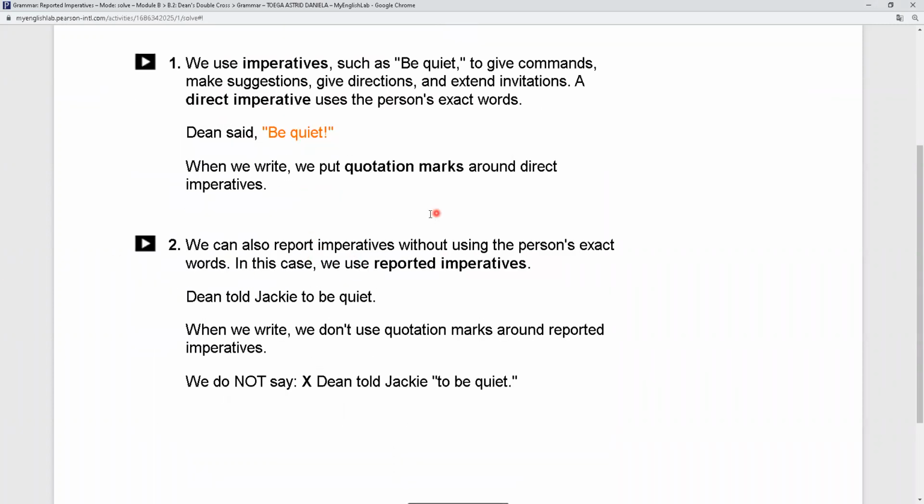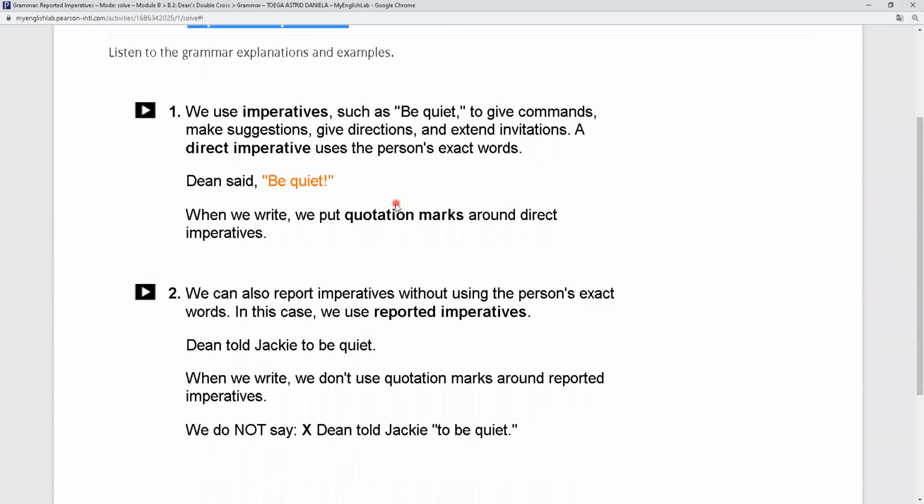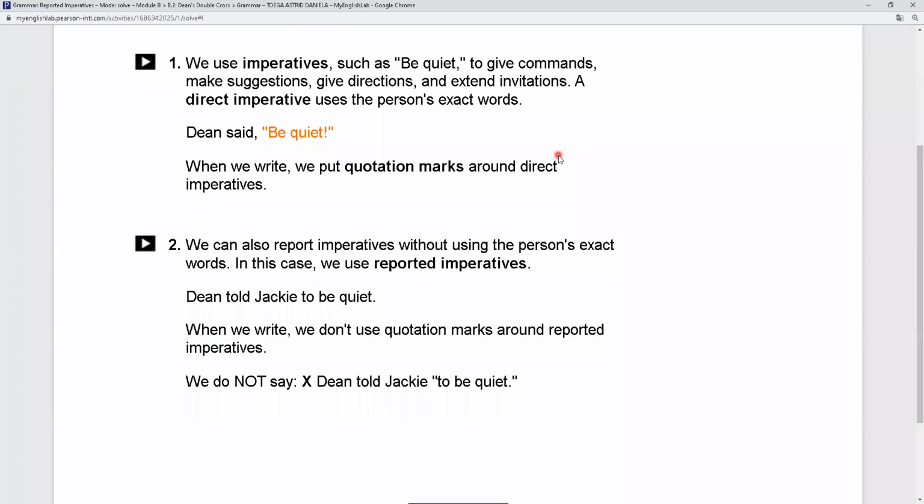So now we're going to see the lesson for the reported imperatives. It is basically when we report something. But when we do this, we actually don't use the same words; we are used to changing them. So let's listen to the second audio.